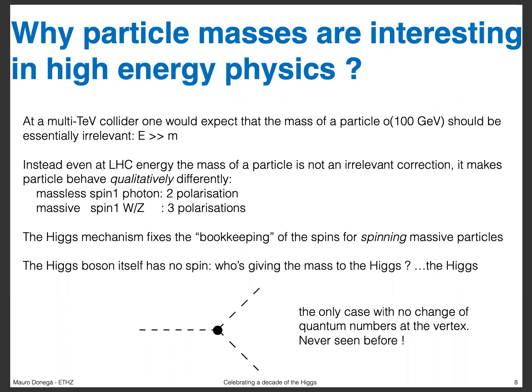And this vertex here is essentially the simplest vertex you can write down. It's the only vertex we've seen where you don't have any change of quantum numbers at the vertex. This is something that is completely new, and we would like to study it in all sorts of detail.